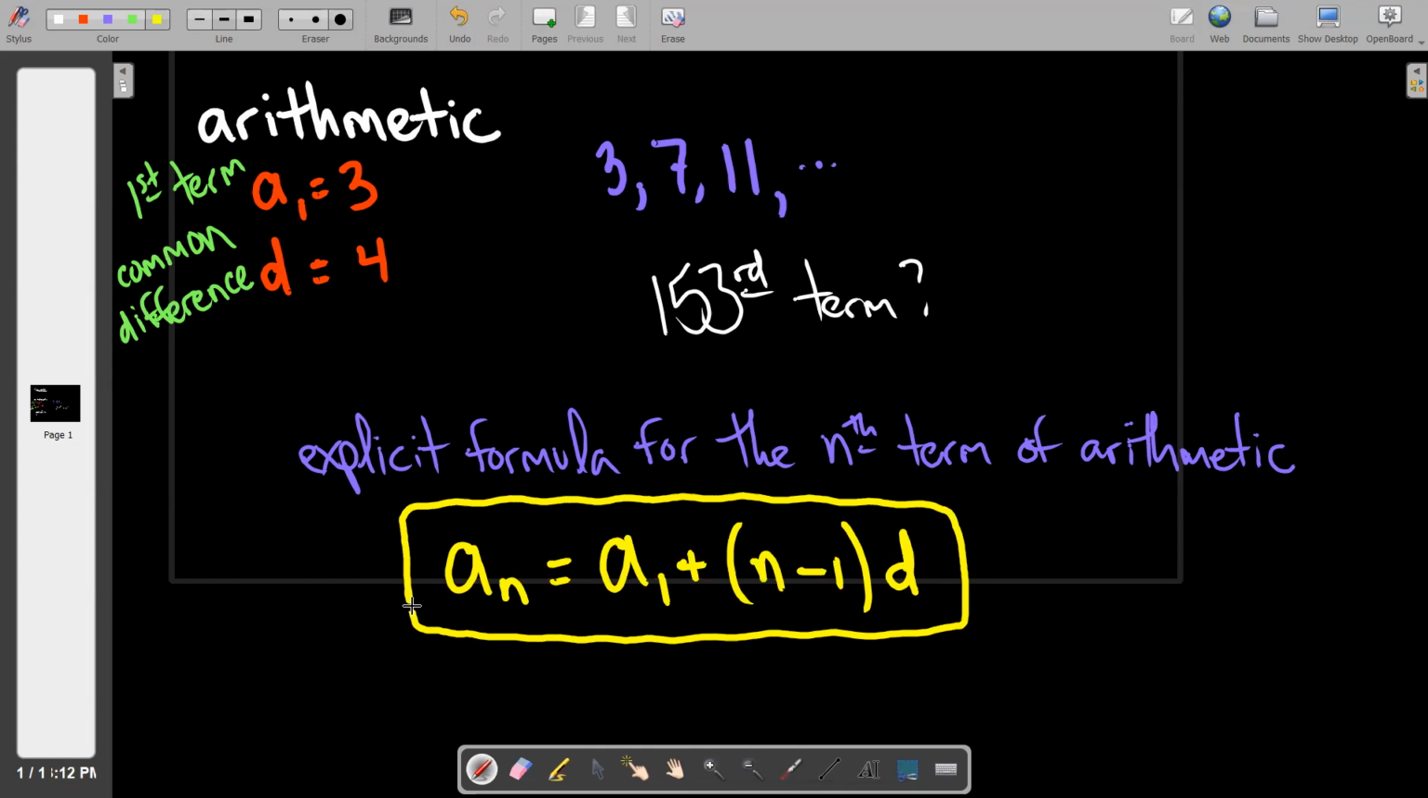But let's think about this. To get to the 153rd term, I really need you to be a part of this now and answer this question because this is a good one. To get to the 153rd term, how many times would you have to add 4?